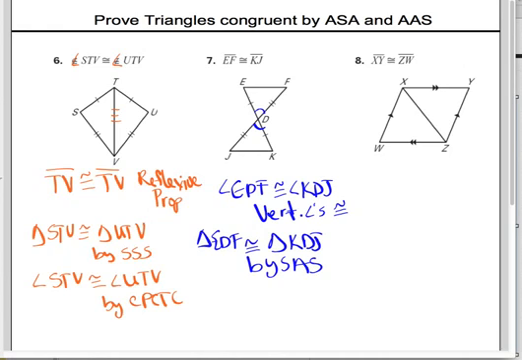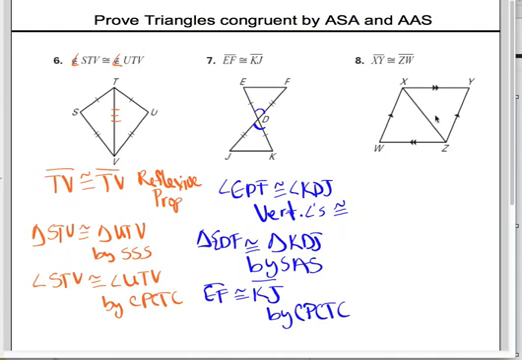And then I'm able to say what they wanted, which was that EF is congruent to KJ. Those are two things that were not originally listed that they wanted us to get to. So we had to prove the triangles congruent and then get there by using CPCTC.